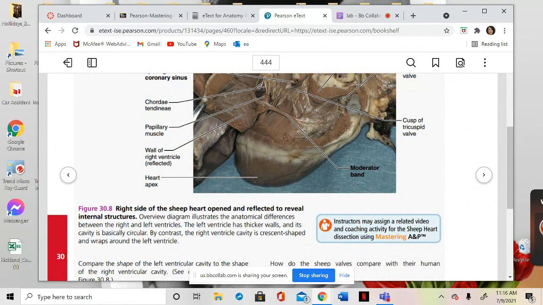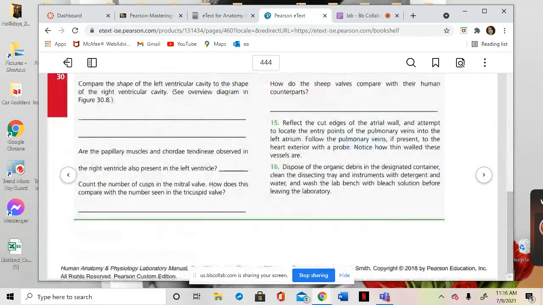And the moderator band is very important because, when we study the conduction of the heart, we will see it is the one that will actually connect the papillary muscles with the interventricular septum.